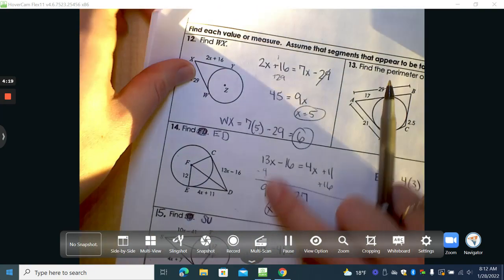On the next page, you are doing 12, 14, and 15.